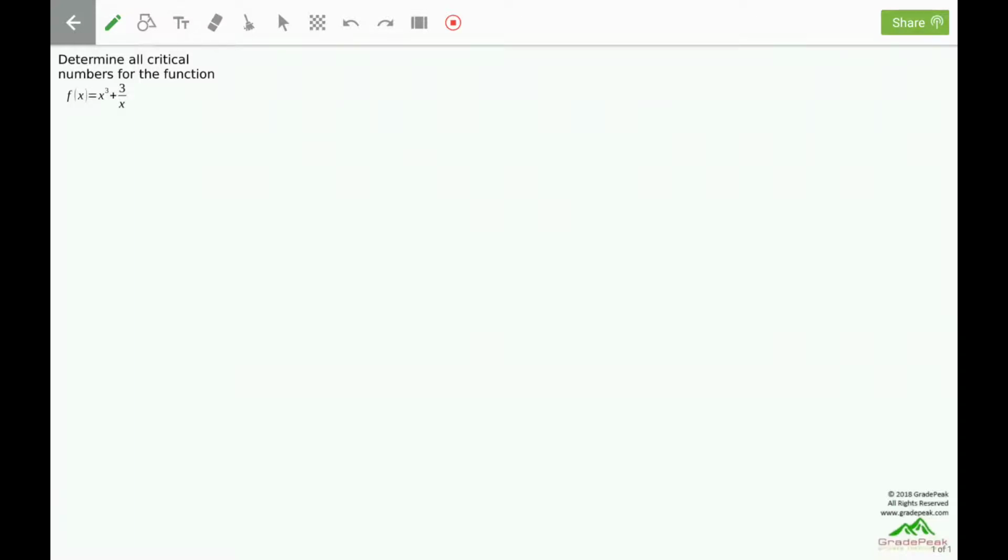Determine all critical numbers for the function f of x equals x cubed plus 3 over x. Critical numbers are the x values that make the numerator and the denominator of the derivative equal to 0 and are in the domain of the function. The first thing to do is find the domain.